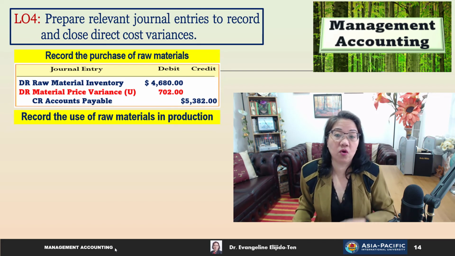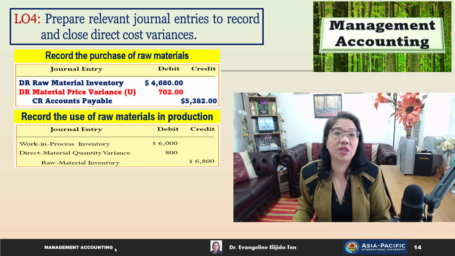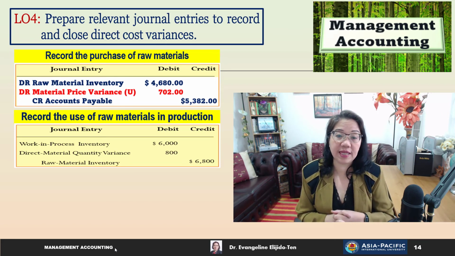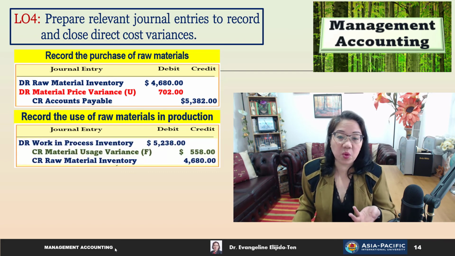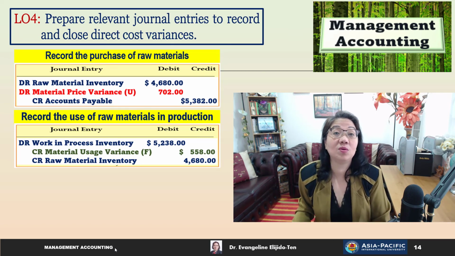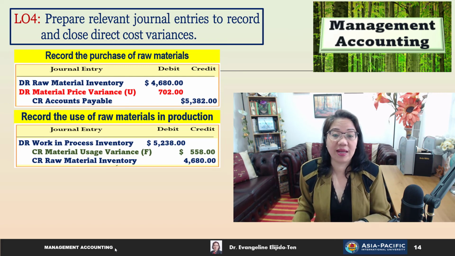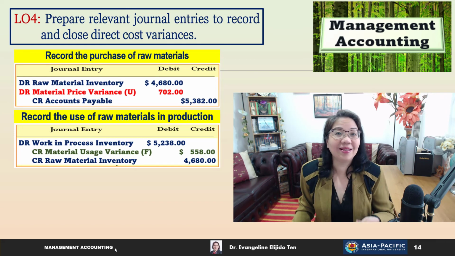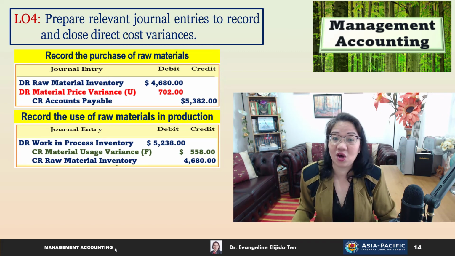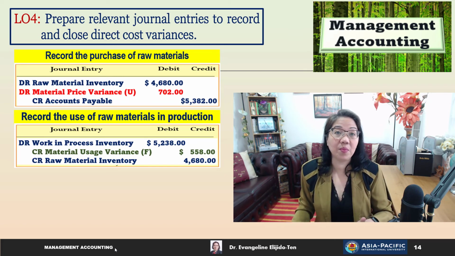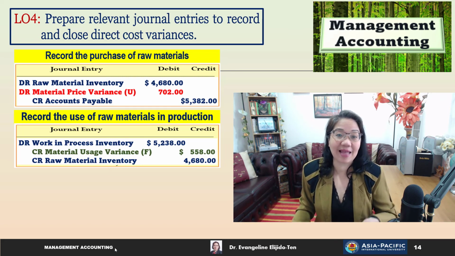Now, to record the use of raw materials in production, we will be debiting work in process as usual, and will credit raw materials inventory. However, if we are using standard costing, we will be debiting work in process inventory for the standard quantity at standard price. That was $5,238. Then we will credit material usage variance, because you would recall that our usage variance for materials was favorable. Whenever we have a favorable variance, we will credit it. That was for the amount of $558. We will also credit raw materials inventory for $4,680. Remember that that was the actual quantity at standard price.